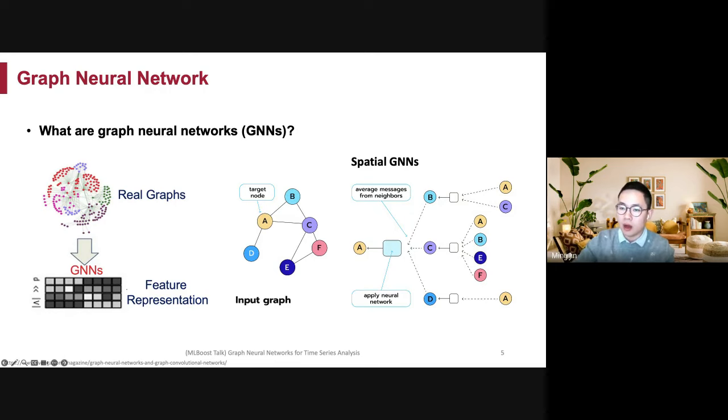Now, given the definition of the graph, we need to talk a bit about graph neural networks. This is about how we normally model graph-structured data. On the left side, given a graph, the task of the graph neural network is to learn its node representations. Note that we can also transform this into graph-level representations, for example, with pooling operators, or we can learn edge-level representations as well. But in most cases, node representations are what we need, especially in terms of modeling time series. On the right-hand side, I illustrate a typical mechanism of the spatial GNN.